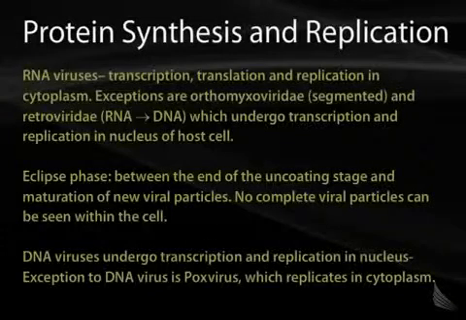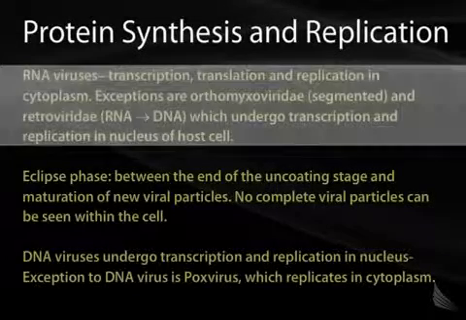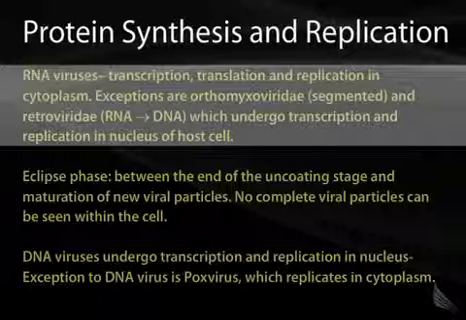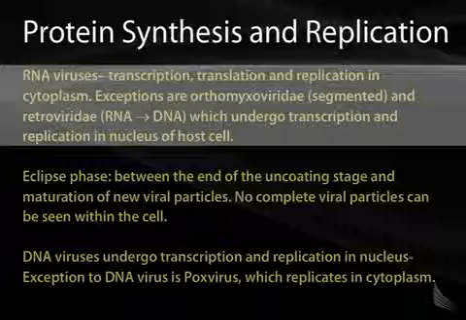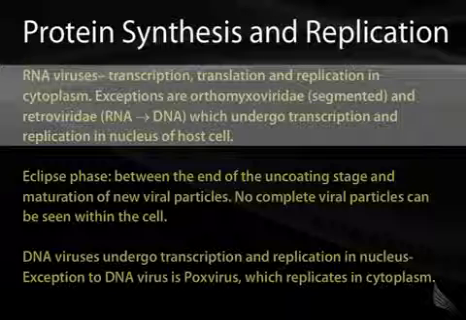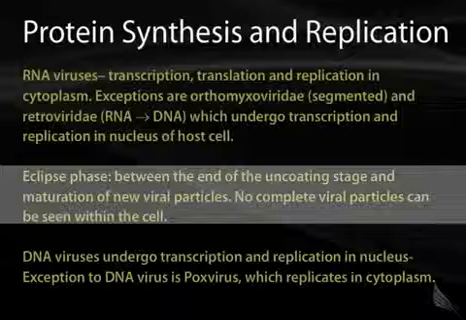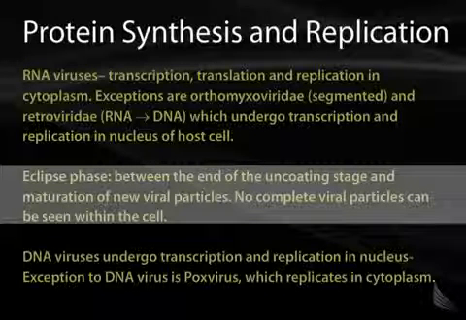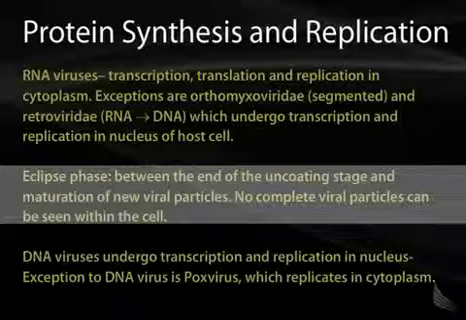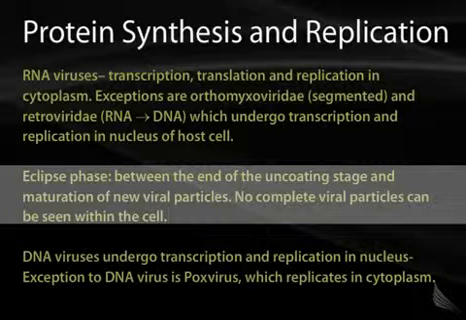Protein synthesis and replication. RNA viruses undergo transcription, translation, and replication in the cytoplasm. The exceptions are orthomyxoviridae, which is segmented, and retroviridae, which change their RNA to DNA, and then undergo transcription and replication in the nucleus. There is an eclipse phase between the end of the uncoating stage and the maturation of new viral particles, where no complete viral particles can be seen within the cell.